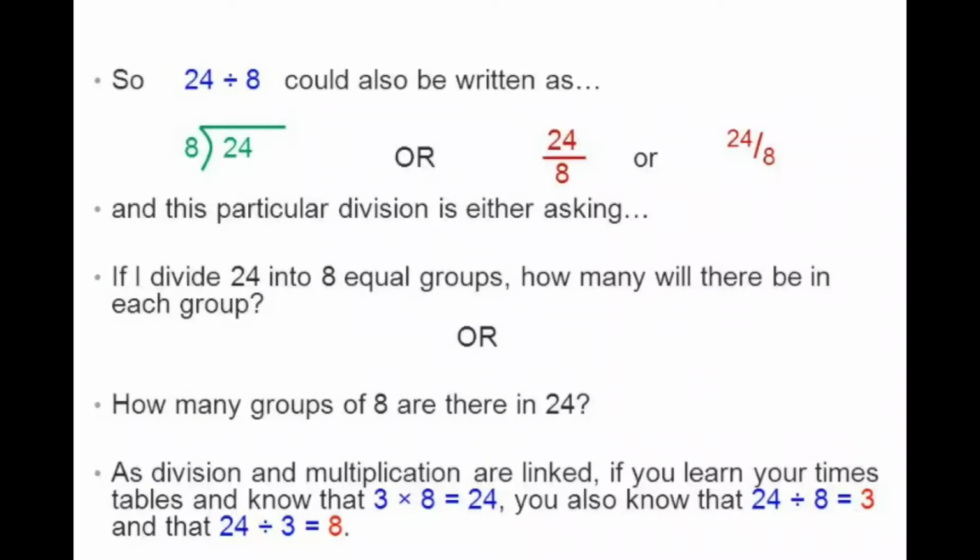This particular division is either asking, if I divide 24 into 8 equal groups, how many will there be in each group? Or how many groups of 8 are there in 24? As division and multiplication are linked, if you learn your times tables and know that 3 times 8 is equal to 24, you also know that 24 divided by 8 is equal to 3, and that 24 divided by 3 is equal to 8.